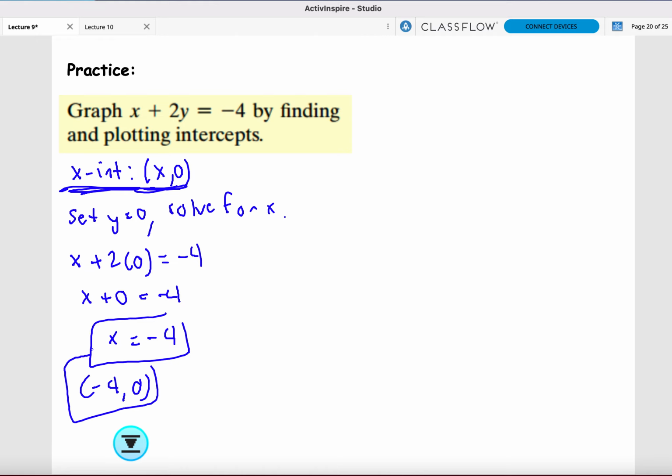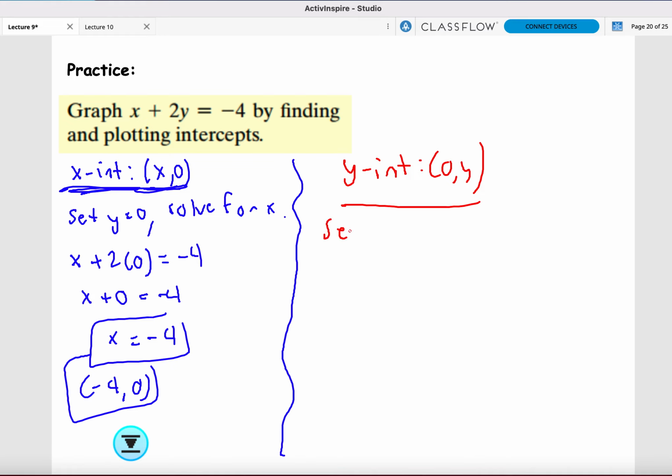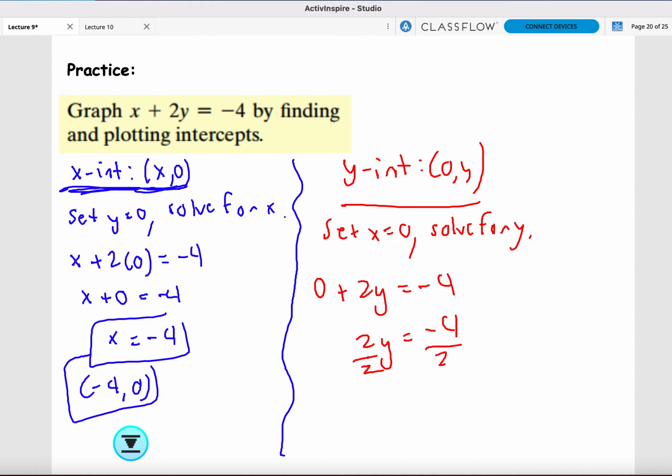So now we're going to go ahead and find the y-intercept, ladies and gentlemen. Go ahead and draw a line. So the y-intercept, remember, is always 0, comma y. So then we're going to set x equal to 0, solve for y. So then we get 0 plus 2y equals negative 4, which is just 2y equals negative 4. Divide both sides by 2, and we get y is equal to negative 2, as an ordered pair is 0, comma negative 2.